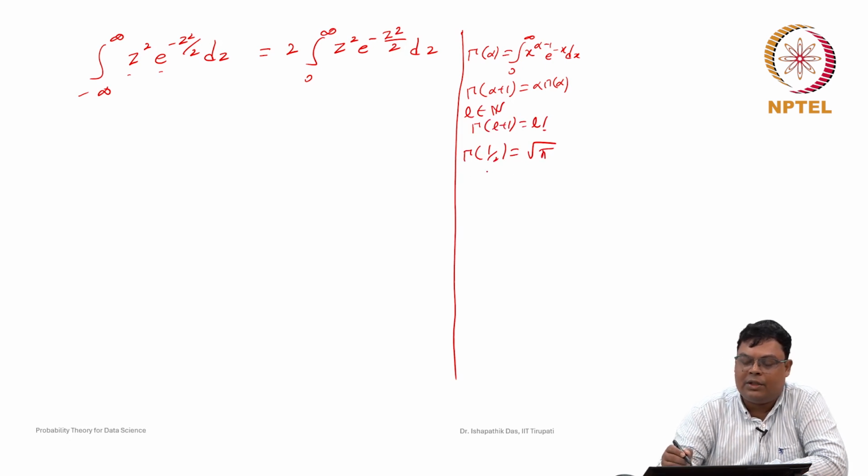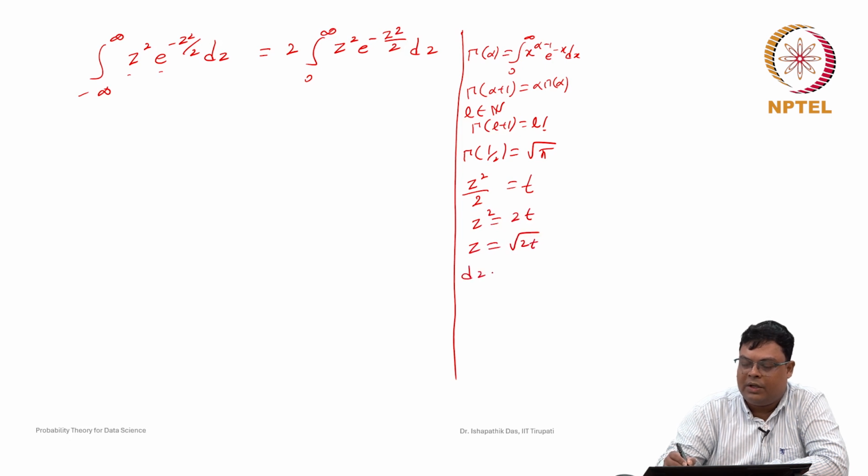So, now we will use this here. For getting it into gamma function form, what will we take? We will take the transformation z square by 2 is equal to t. Then, because it is 0 to infinity, z square will be 2t, so z will be root over 2t. So, dz will be root 2 by 2 root t dt. So, then this is 1 by root 2.